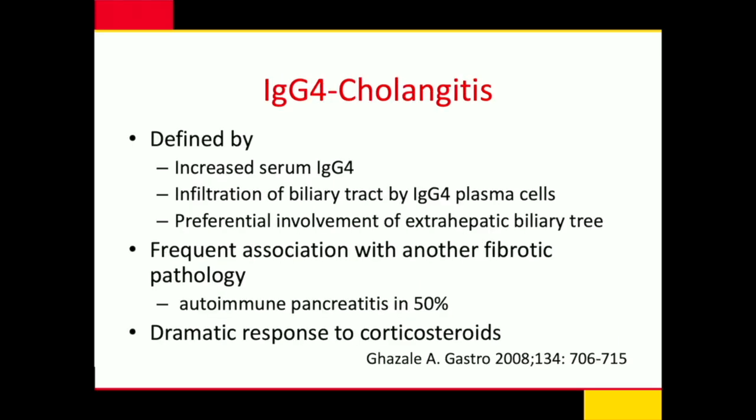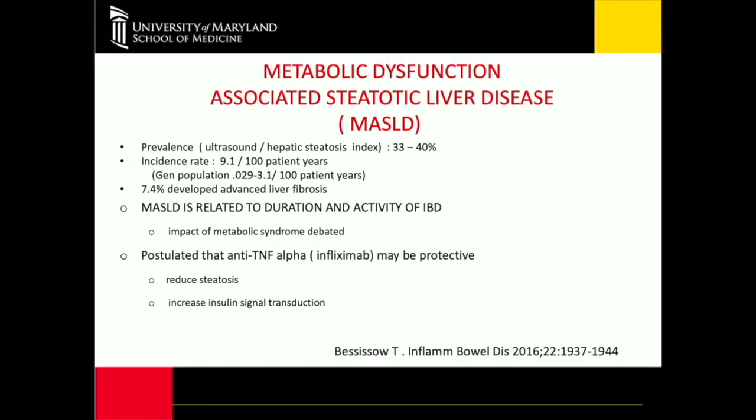A PSC mimic that is often seen is IgG4 cholangitis, which is defined by increased serum IgG4, infiltration of the biliary tract by these IgG4-expressing plasma cells, and preferential involvement of the extrahepatic versus the intrahepatic biliary tree. It's frequently associated with other fibrotic pathologies, such as autoimmune pancreatitis. And again, very important to identify this because these patients do respond quite dramatically to steroids.